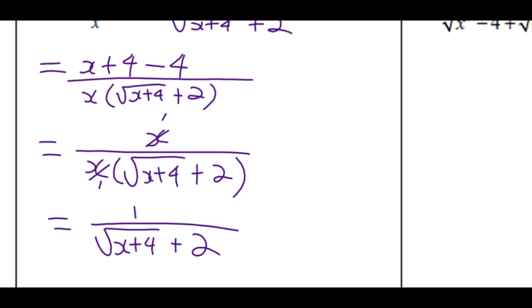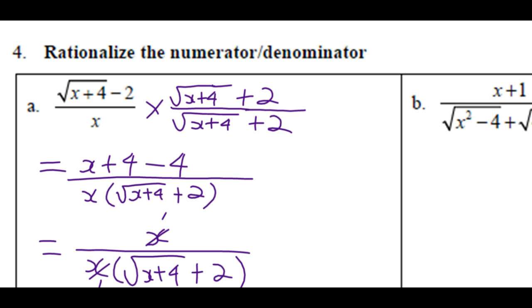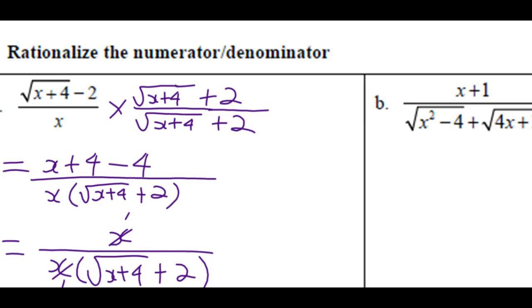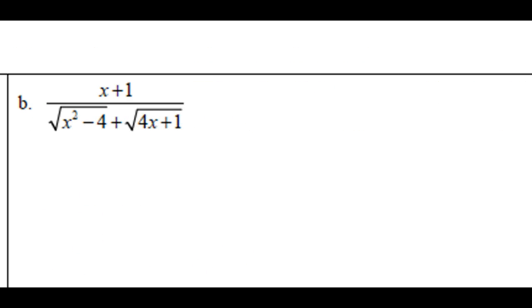Okay, so you end up with 1 over the root of x plus 4 plus 2. But we have a rational numerator now, and there are reasons we do this. You will soon see. So that's complete. The instructions were rationalize the numerator and denominator, and we've rationalized the numerator, because the numerator had a radical in it. So now we want to rationalize the denominator.